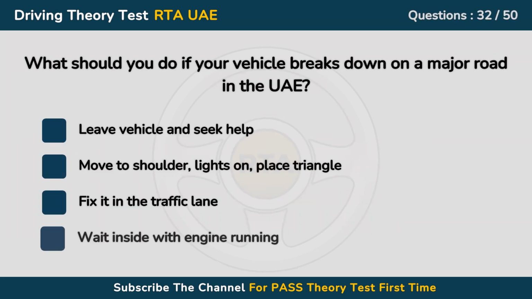Question 32. What should you do if your vehicle breaks down on a major road? A. Leave vehicle and seek help. B. Move to shoulder, lights on, place triangle. C. Fix it in the traffic lane. D. Wait inside with engine running.